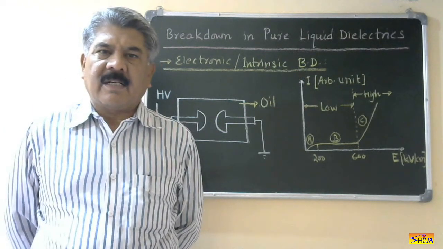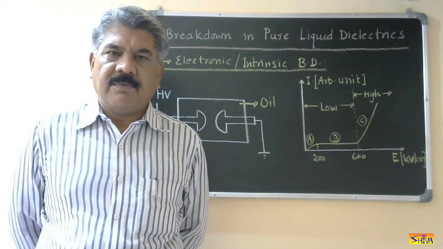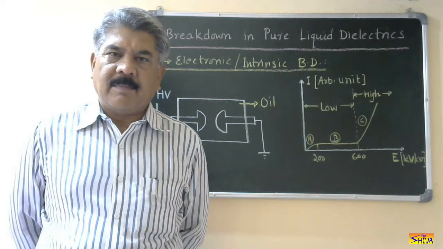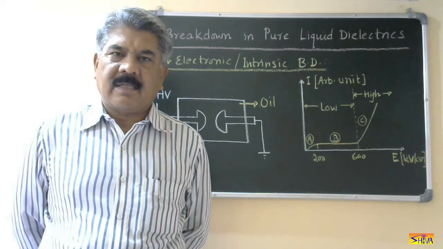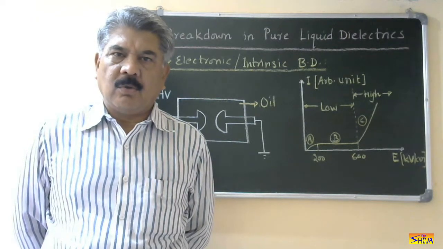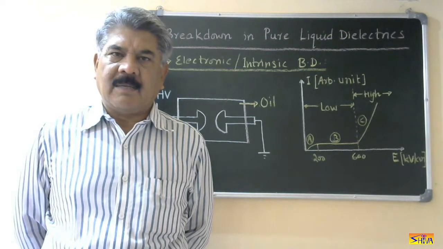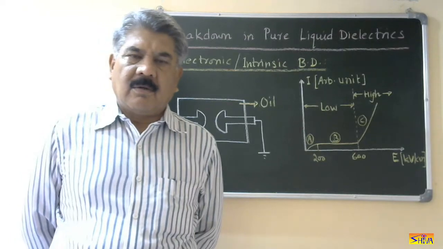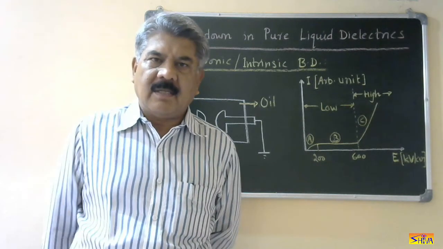Pure liquid dielectrics means those which are free from impurities. They are chemically inert and they are structurally simple. Though no impurities are there, they are also chemically inert. Now let us see the breakdown mechanism in such liquids.